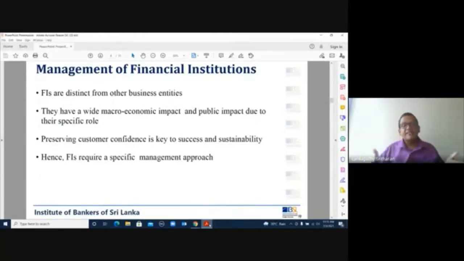Another one is that preserving customer confidence is the key to success and sustainability. This is also one of the important points in the management of a finance institution. Customer confidence is key in a finance institution. I think this is one of the important slides because there are questions on it. If you see the past papers, they ask, compared to the other business entities, why financial institutions should be more vigilant and subject to more regulation or supervision. Then you have to state these four points.